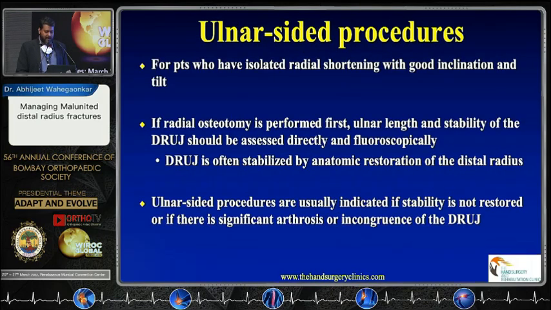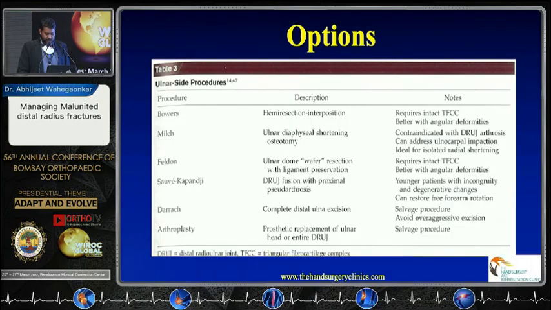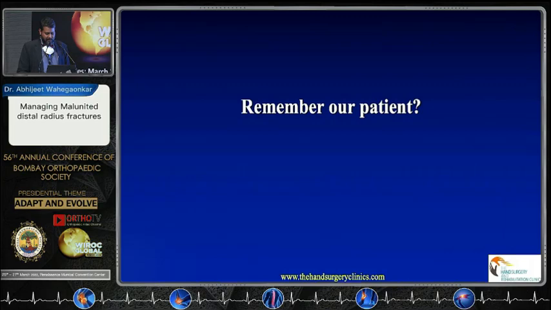A quick word about ulnar-sided procedures. This is usually done after you have corrected the malunion. You check the DRUJ for instability, and then you resort to ulnar-sided procedures. The options are listed here. I won't belabor too much on this.